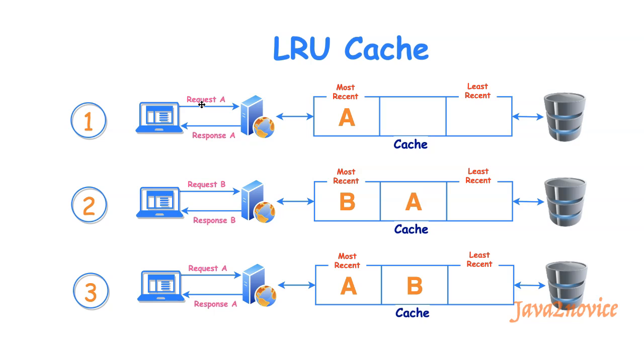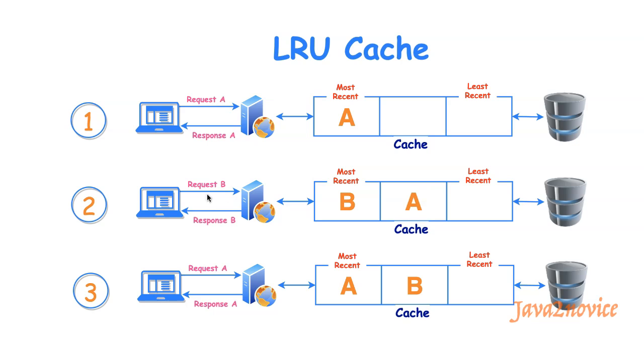Since it is our first request, request A data will not be available in the cache. So it will be fetched from the DB and returned back to the customer as response A. Before returning the data, it will be stored into the cache as shown here.